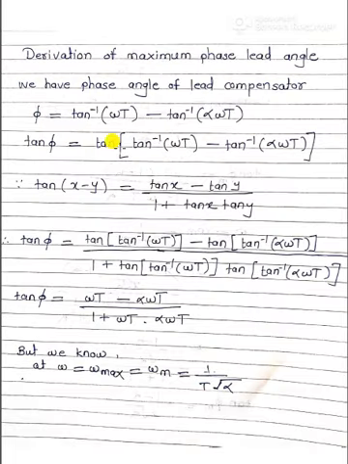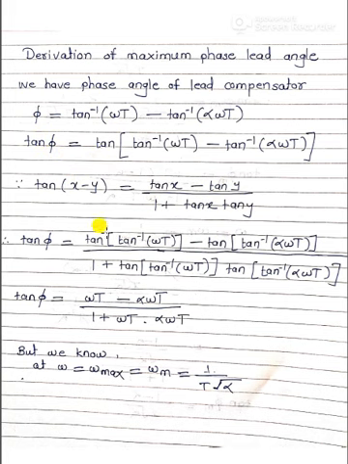Next, the derivation of the maximum phase lead angle. Previously we derived the frequency, now the lead angle. We have the phase angle of the lead compensator, phi equal to tan inverse omega T minus tan inverse alpha omega T. Now we apply tan to the whole equation. As we know the mathematical expression, tan of (x minus y) is equal to (tan x minus tan y) upon (1 plus tan x tan y). The same formula we are applying here.